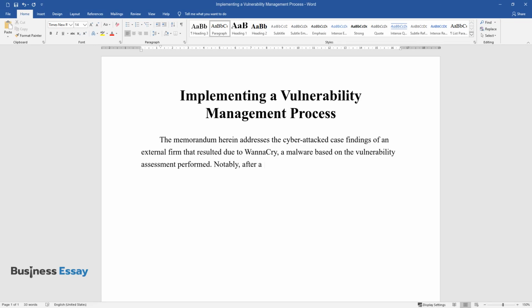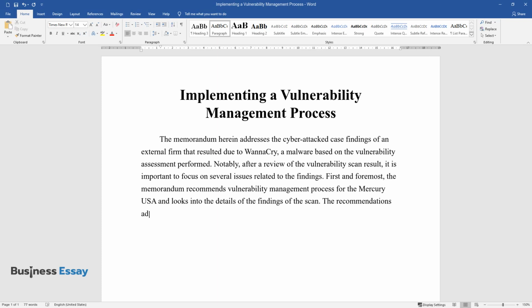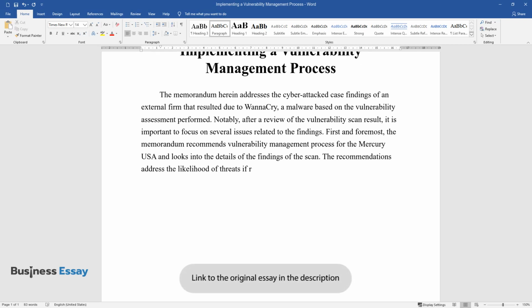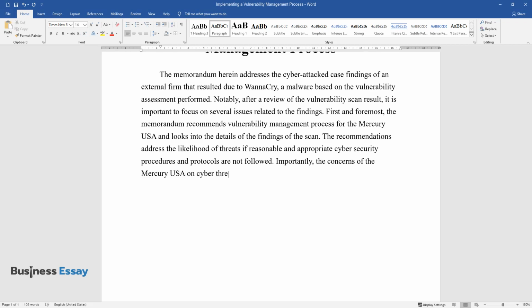Notably, after a review of the vulnerability scan result, it is important to focus on several issues related to the findings. First and foremost, the memorandum recommends a vulnerability management process for the Wannacry USA and looks into the details of the findings of the scan. The recommendations address the likelihood of threats if reasonable and appropriate cybersecurity procedures and protocols are not followed. Importantly, the concerns of the Wannacry USA on cyber threats are valid and should be worked upon with the agency.